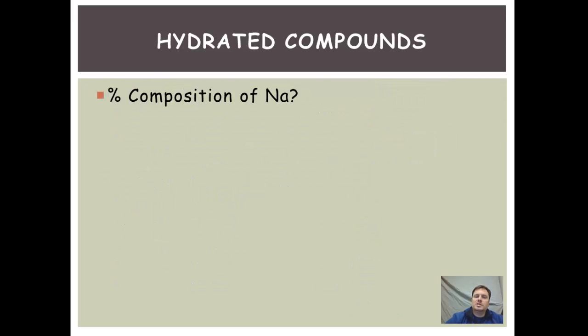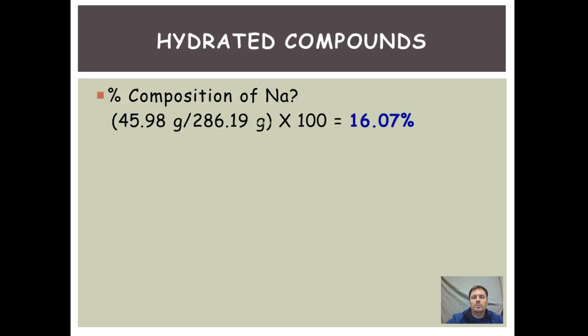So what's the percent sodium in that previous compound? Well, what we have to do is we take the amount of sodium, which is 45.98, divided by the total formula weight times 100. So it's 16.07%, same as we have been doing earlier. This is why writing it out like I did makes it a little bit easier, okay?